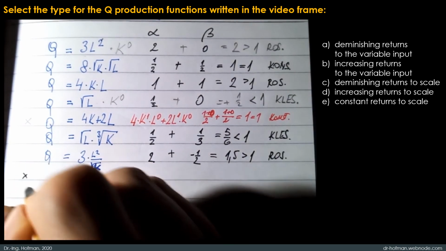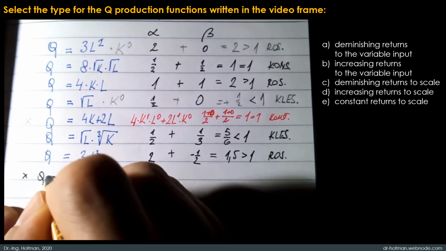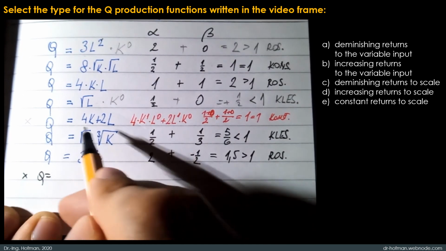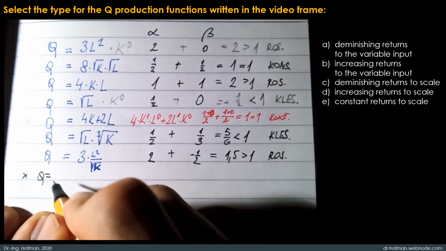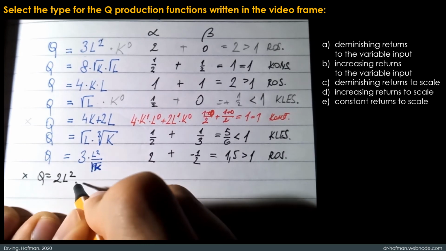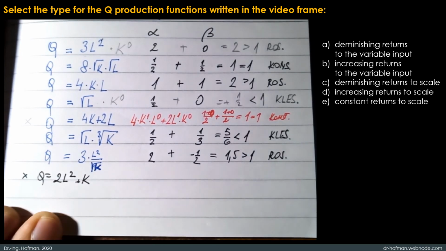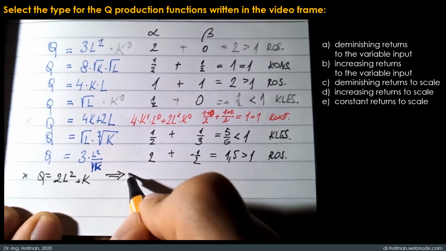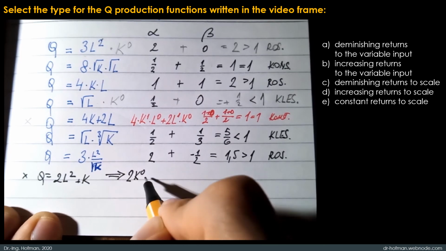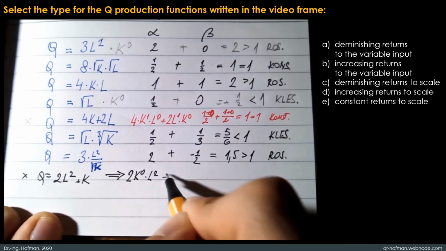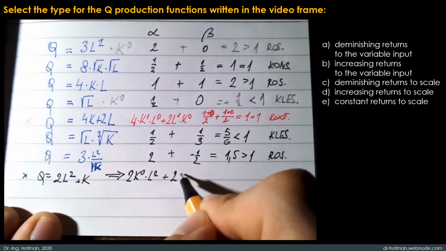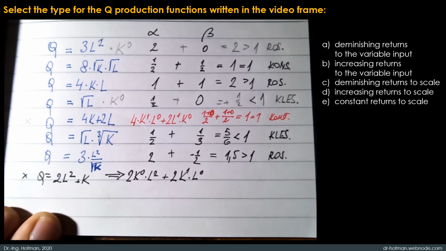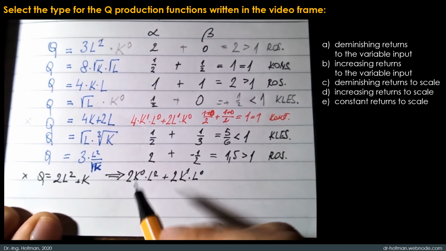You can train it on a very similar example, which I marked with X, different from the other ones, because there will be again addition and not multiplication. 2L squared plus K. Again, we can reform it as 2K to the 0 times L squared plus 2 times K to the 1 times L to the 0.